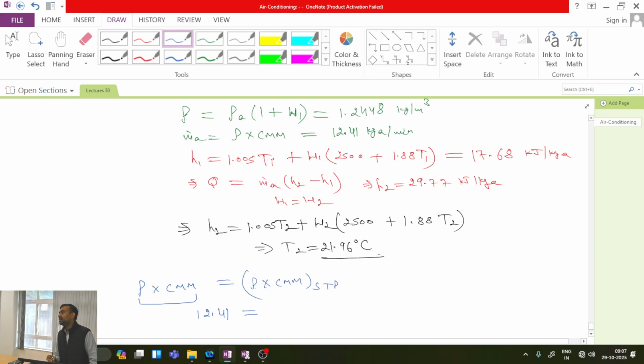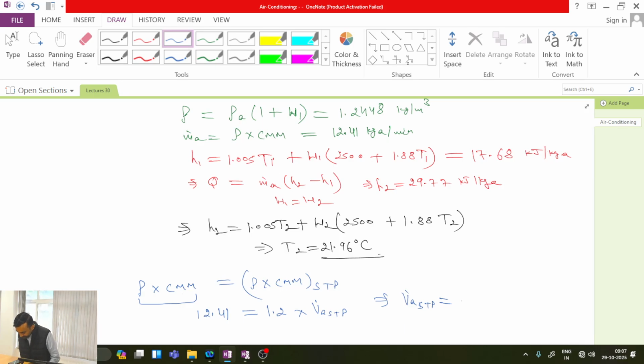What is density at STP? 1.2. Into V dot A at STP. From here I will be getting V dot A at STP, which is how much? Calculate, quickly calculate. 0.3417.